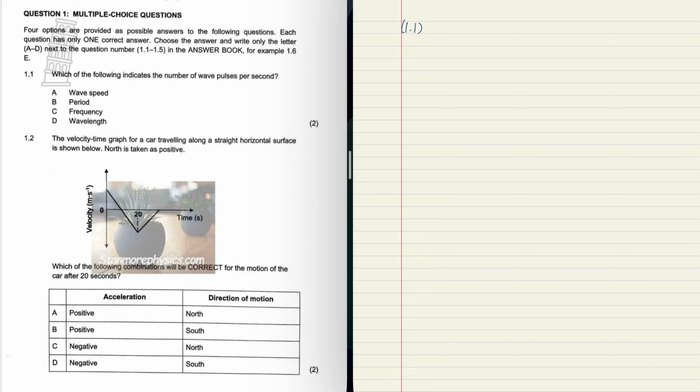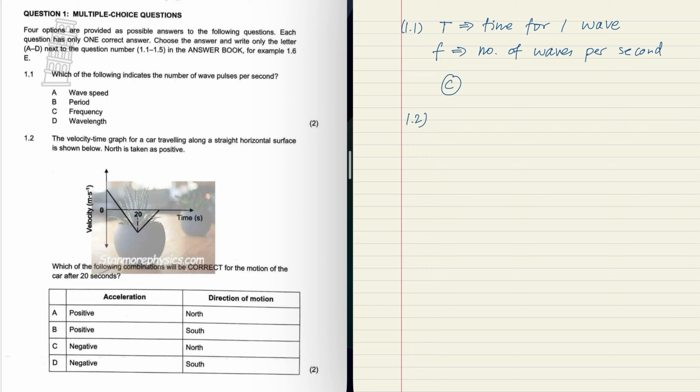Remember, period is the time taken for one wave. So time for one wave. And frequency is the number of waves per second. So the answer that we're looking for here is C.